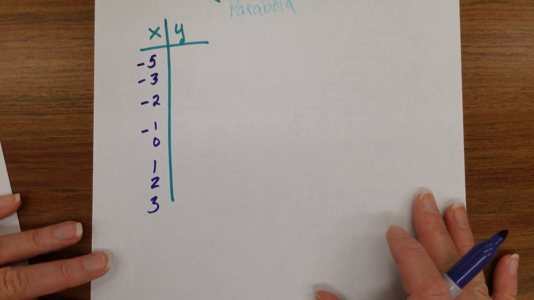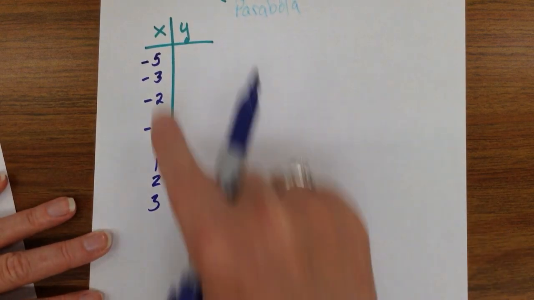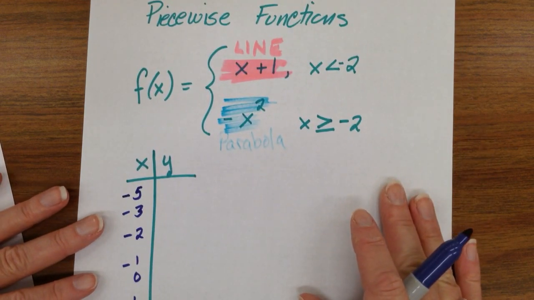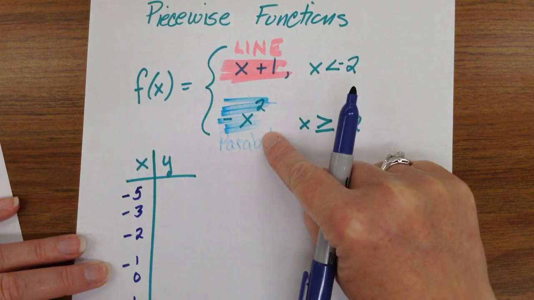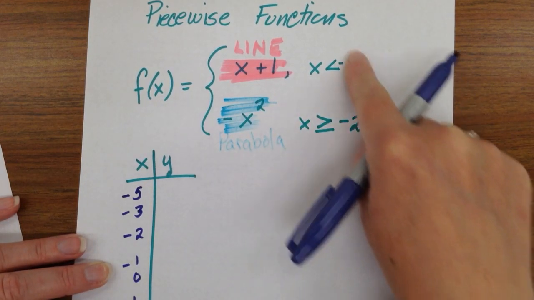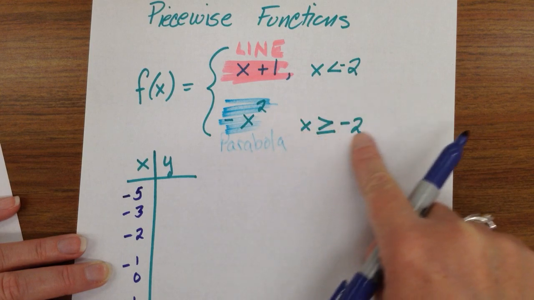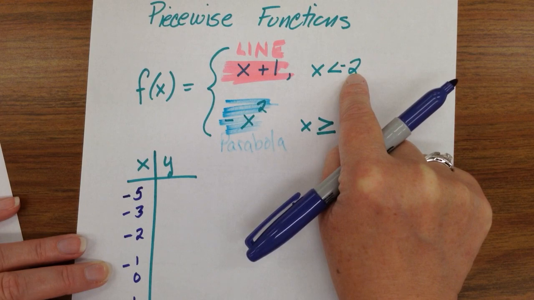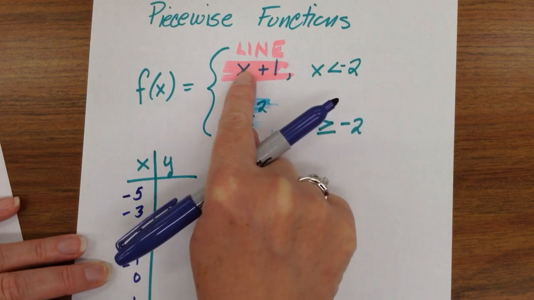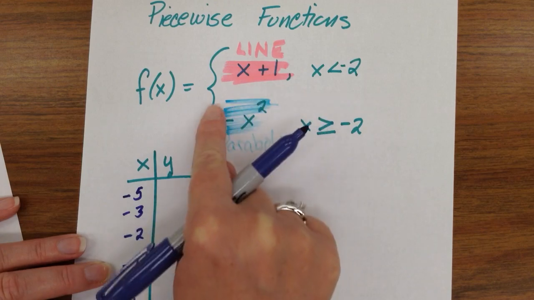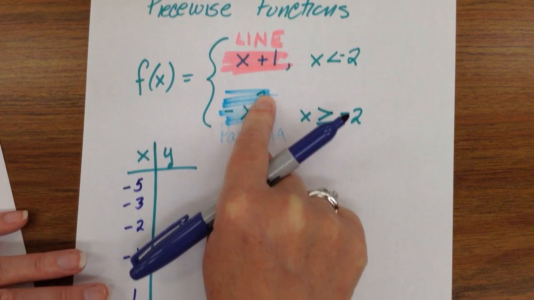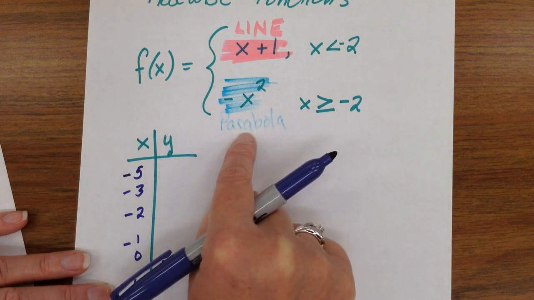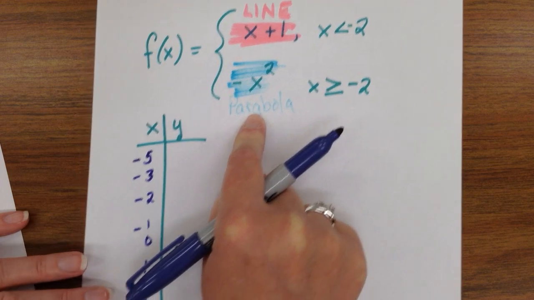All right, so here's the deal, though. When we have a piecewise function, we take our x and we need to fill it in. But where? There's a line piece and a parabola piece. Well, look at this stuff on the side. This is giving you the rules. When x is less than -2, you're supposed to use the line. You would not use the parabola. But if x is greater than or equal to -2, you would use the parabola.